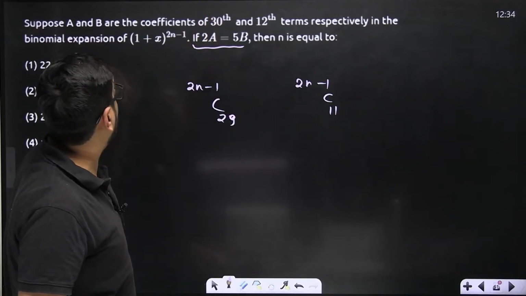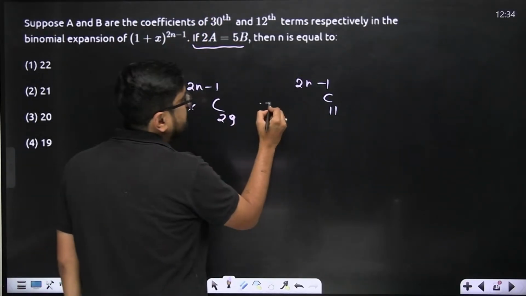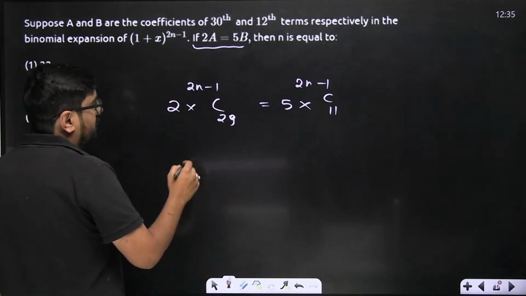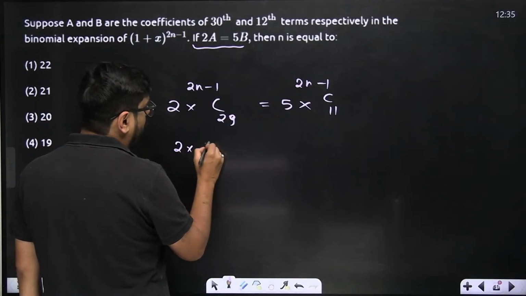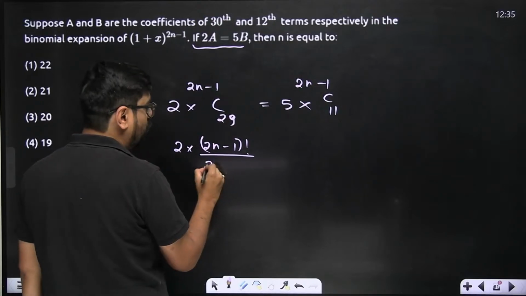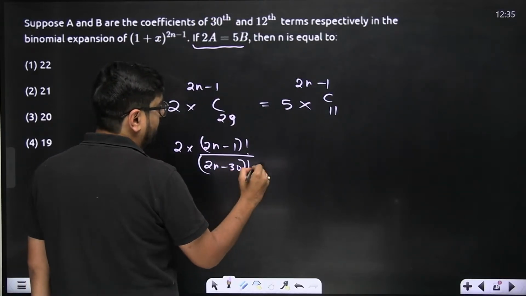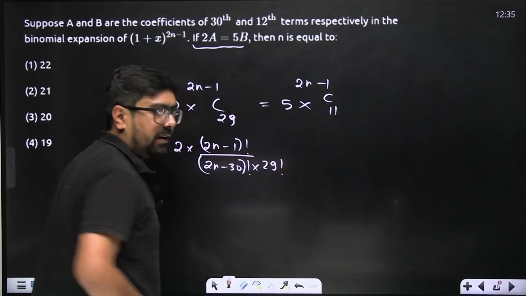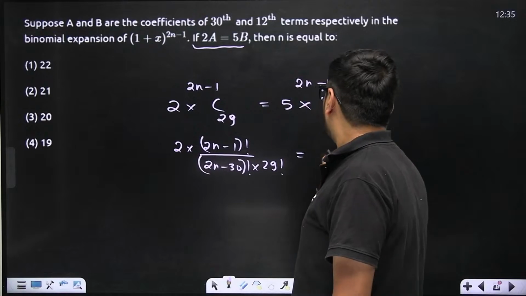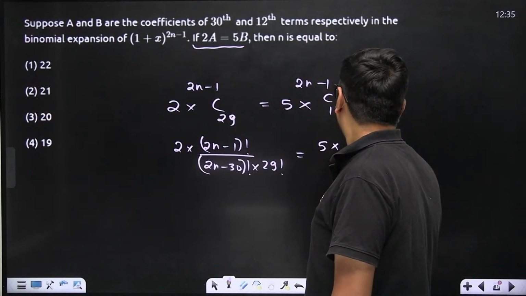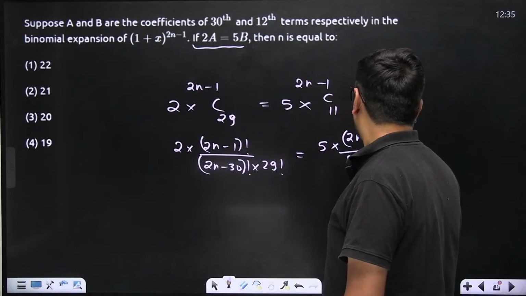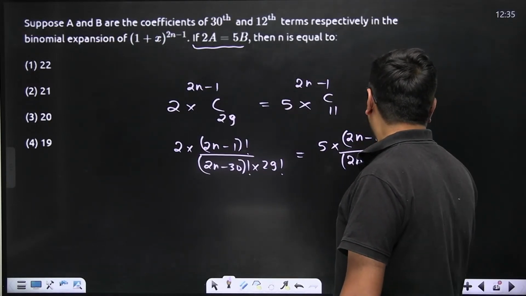Now, 2A is equal to 5B. That means 2 times this is equal to 5 times this. Now we can open these up. So 2 multiplied with (2n minus 1) factorial divided by (2n minus 1 minus 29), that means (2n minus 30) factorial multiplied with 29 factorial. nCr is n factorial upon (n minus r) factorial multiplied with r factorial, we know. Now 5 multiplied with (2n minus 1) factorial again, divided by (2n minus 1 minus 11), that means (2n minus 12) factorial multiplied with 11 factorial.